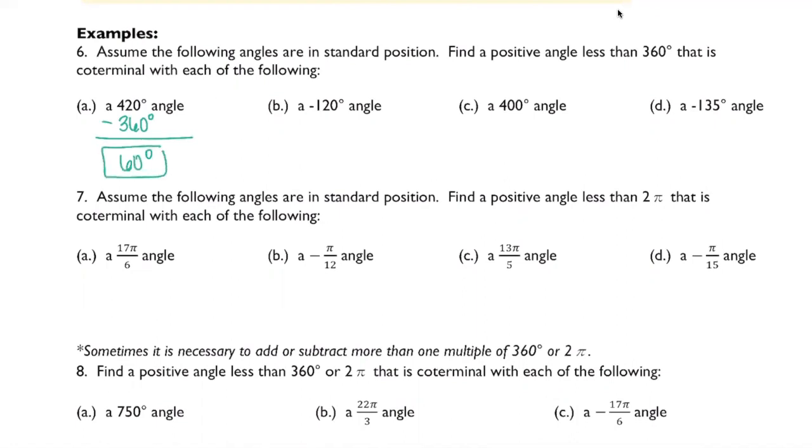That means a 60-degree angle and a 420-degree angle, even though they are different degrees, will land in the same spot on the circle. B is negative. So that means that to get to a positive angle, this time we need to add 360 to this. And so we get 240 degrees. Go ahead and pause. Try C and D on your own, and I'll come back here with answers in 3 seconds.